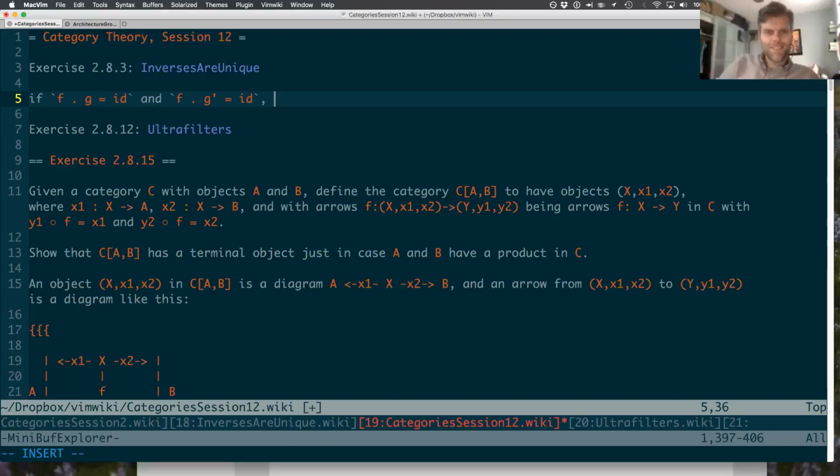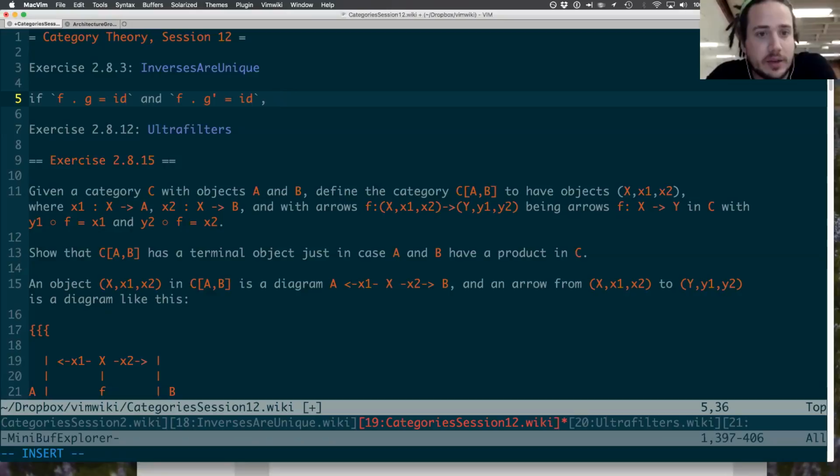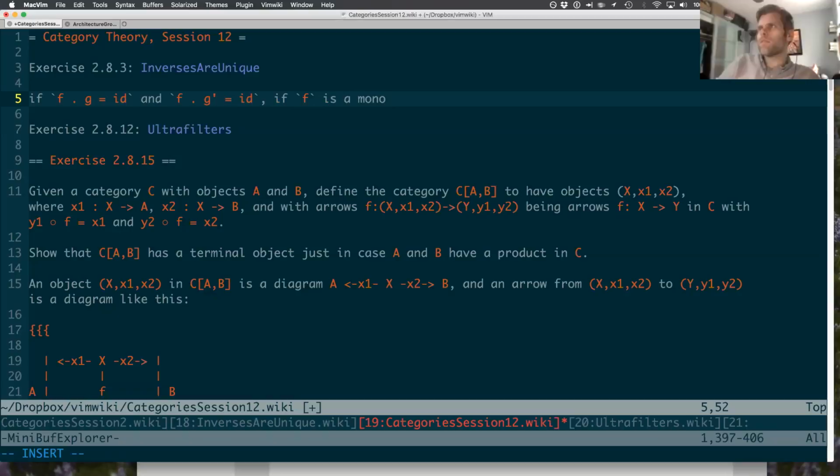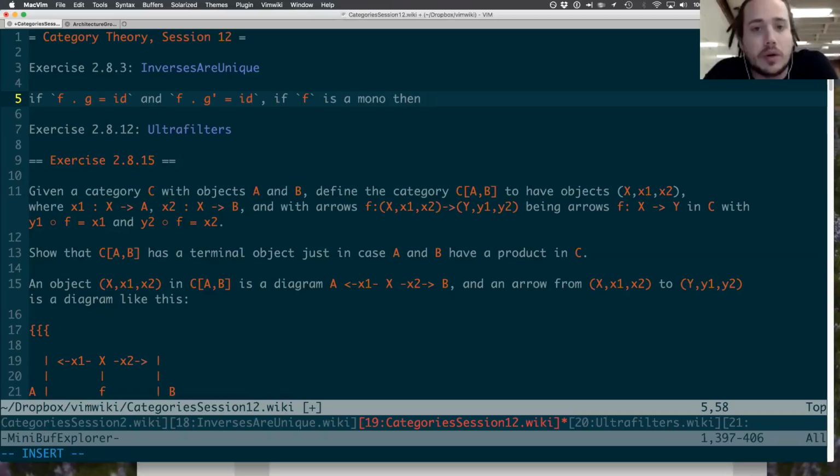Wait, slower. So exactly here, right? We know that both of these things are equal to ID. Yes. And if F is mono, then we can just cancel F out, right? Yeah. And so if F is a mono, then G is equal to G prime. Yeah. But I got F is a mono because I said F is an iso, which is not true.